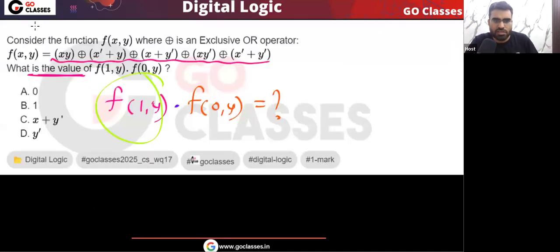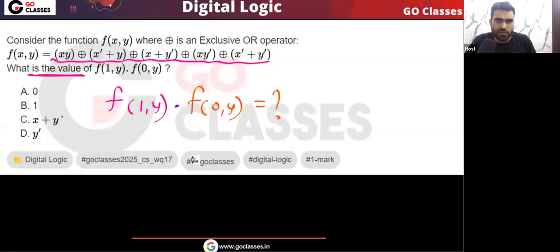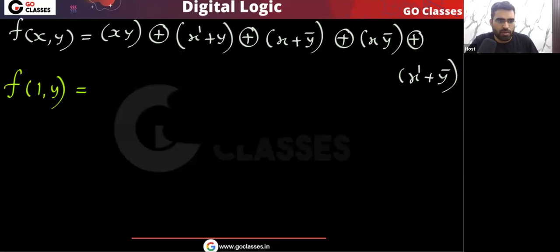The question is asking what is f(1, y). So let's see what is f(1, y). Let's find it, and then we will also find what is f(0, y). Let's solve it. So what will be f(1, y)? Let me know. Very simple. Basically, you have to replace this x with 1.